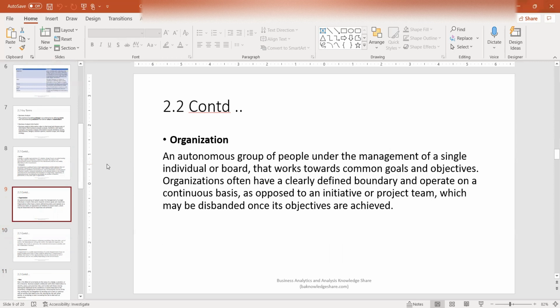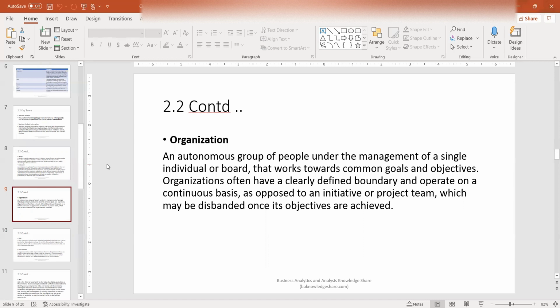An organization is an autonomous group of people under the management of a single individual or board that works towards common goals and objectives. Organizations often have a clearly defined boundary and operate on a continuous basis, as opposed to an initiative or project team, which may be disbanded once its objectives are achieved.